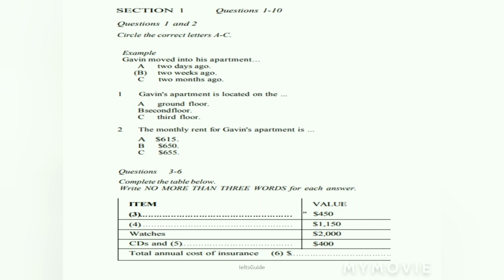Gavin moved into his apartment 2 weeks ago, so B has been circled. Now we shall begin. You should answer the questions as you listen, because you will not hear the recording a second time. Listen carefully to the conversation and answer questions 1 to 6.